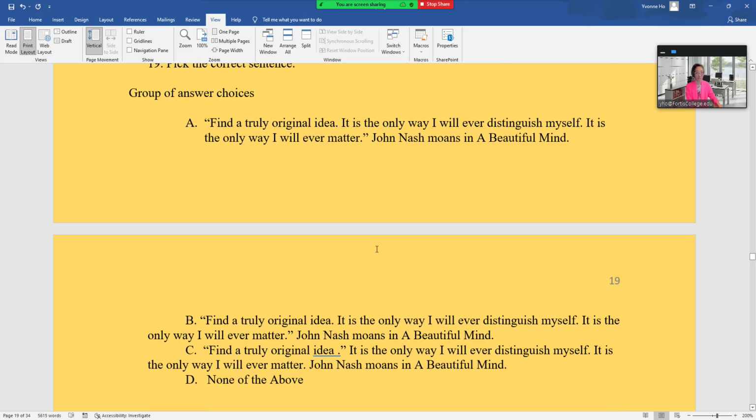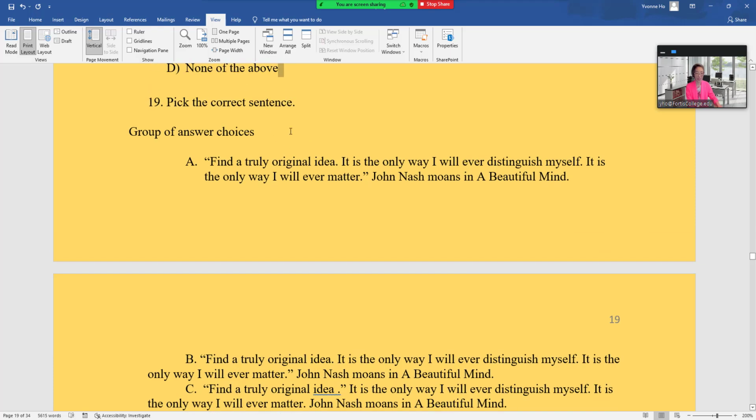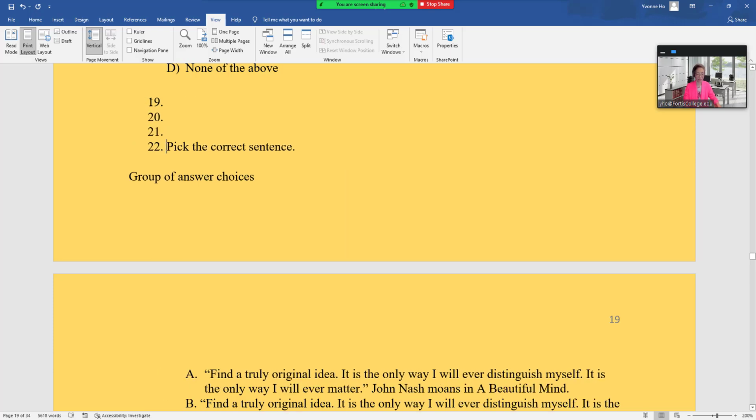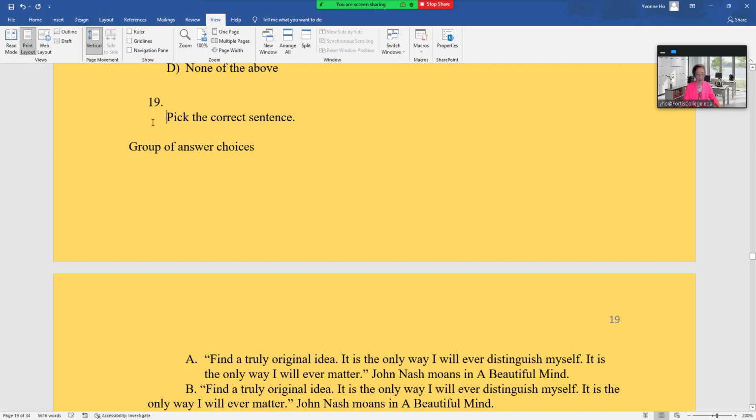So here, which of these, pick the correct sentence. So I'm going to put this one. Oh, no, because then that will change the numbers. All right, I was trying to put them all on one page, but I guess not.